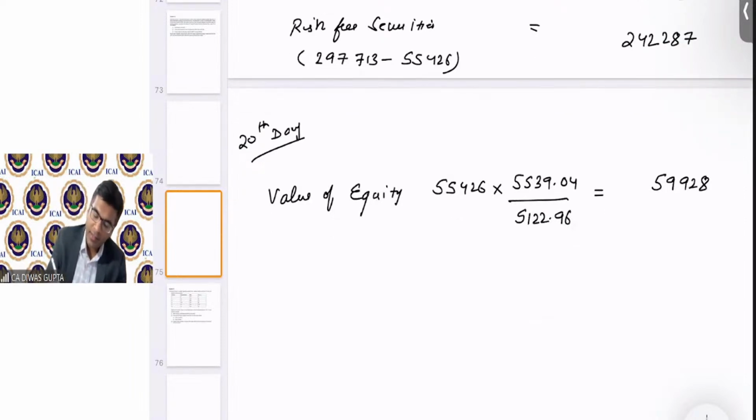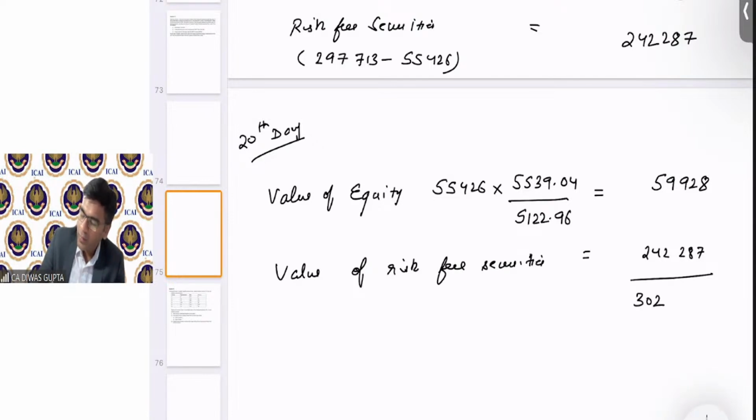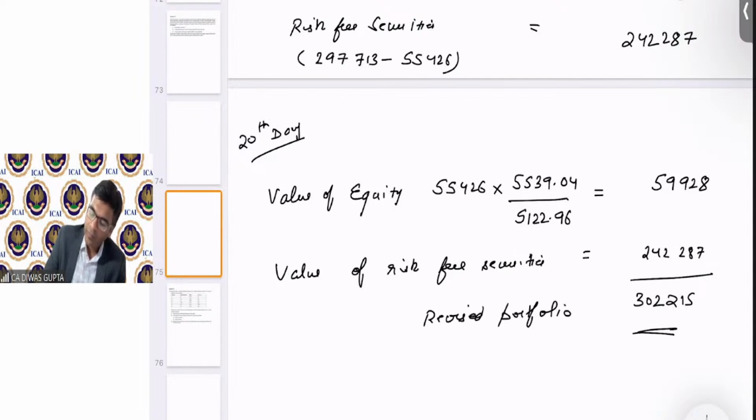Now, the value of equity is this, and the value of risk-free securities will be the same again, 242,287. The total becomes how much? 302,215. So now this is the revised value of portfolio. Revised portfolio value is this much.